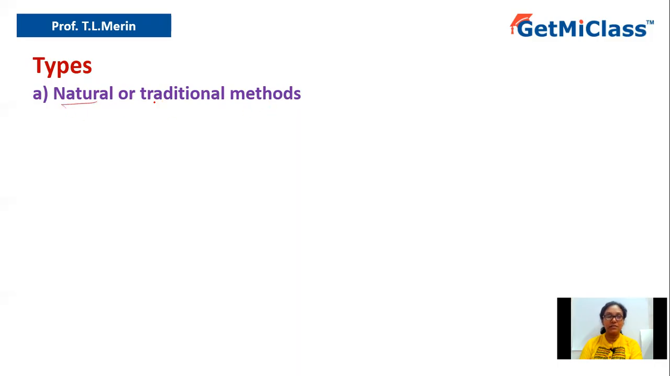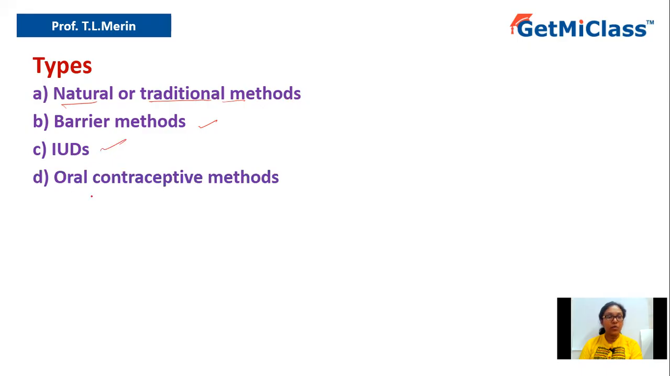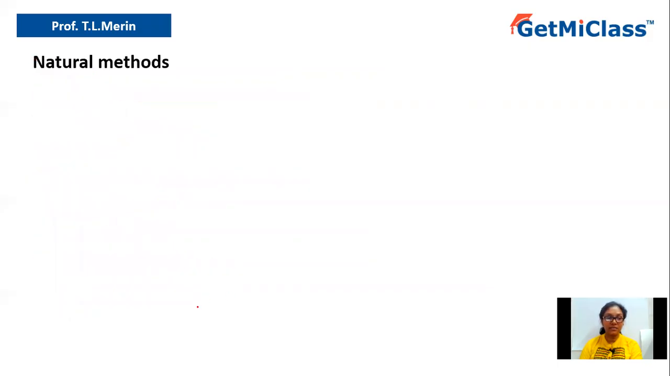So, natural or traditional methods, here there is no need of medications. So it is a natural method, and it will not have any side effect. It is a traditional method as well. Then other types are barrier methods, which we are going to do in detail now. Then IUDs, that is intrauterine devices. Then we'll talk about oral contraceptive methods, then injectable contraceptive methods, implants. Then we'll talk about surgical methods. Okay, so let us begin with natural methods.